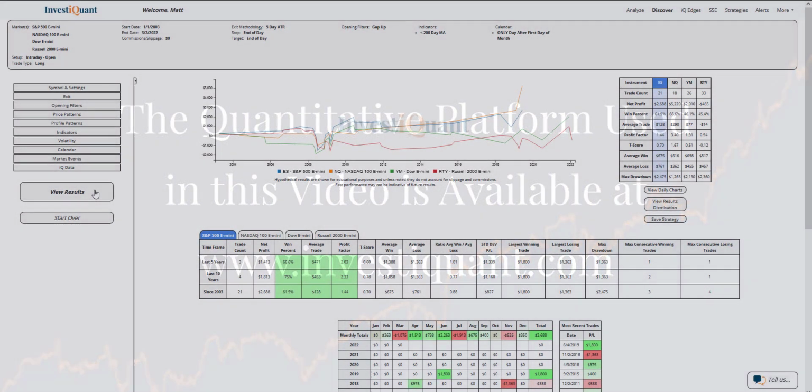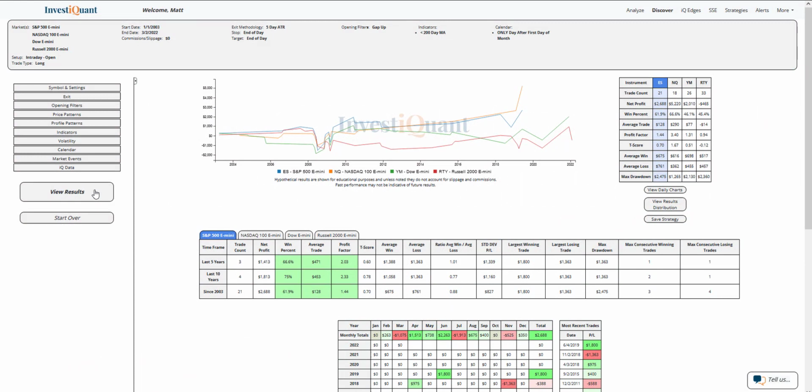These are the results based upon entering the market long at 9:30 a.m. Eastern Time, exiting at 4:15 p.m. Eastern Time, when you are gapping up on the second trading day of the month, and the prior session closed below a 200-day simple moving average. Historically, just 21 samples here for the S&P. We've got 18 in the NASDAQ, 26 in the Dow, 33 in the Russell.